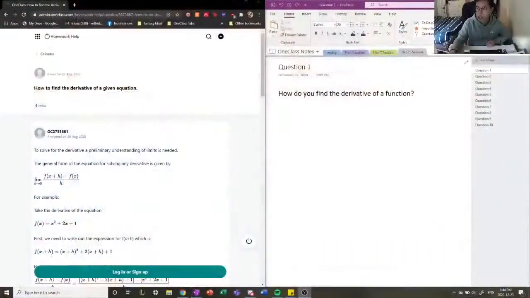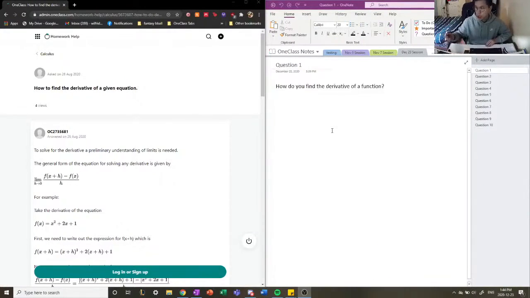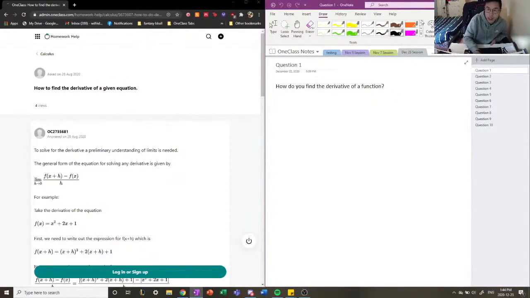Okay. So the first question reads, how do you find the derivative of a given equation? So how do you find a derivative of a function? First of all, we need to define what a derivative is. There are multiple ways to define a derivative, but I like to define a derivative as such.